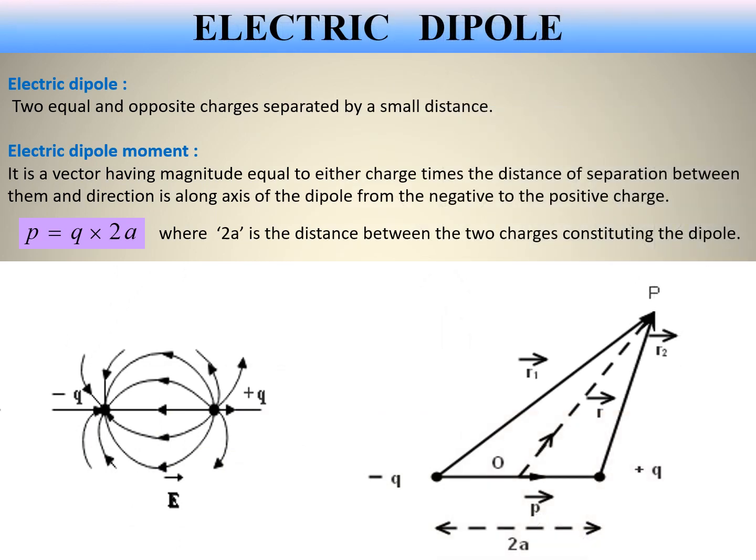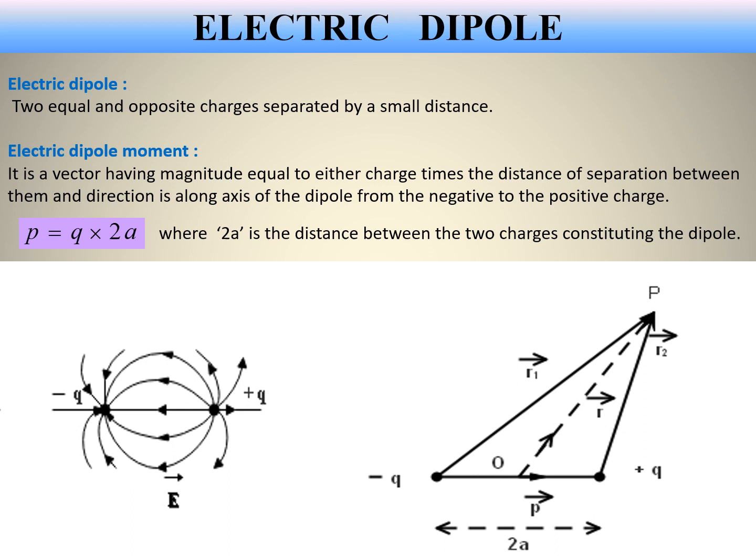So first let us know what is electric dipole. Electric dipole consists of two equal and opposite charges separated by a very small distance. If you look at the first diagram, you can see we have two charges, plus q and minus q. Both are having the same magnitude of charge q, but they are opposite in nature. One is positive, the other one is negative, and they are separated by a small distance. So they constitute one electric dipole.